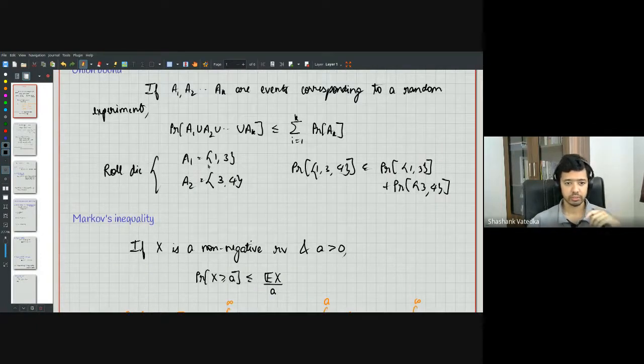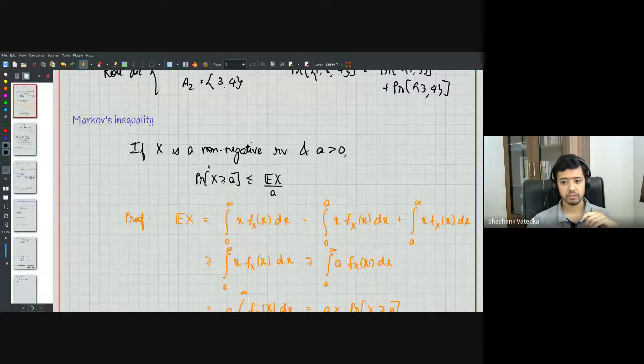So that's the first concept. Another broad class of concepts that are very useful are concentration inequalities. Given a particular random variable, you want to know what upper bounds exist on the probability that the random variable lies in a particular set.